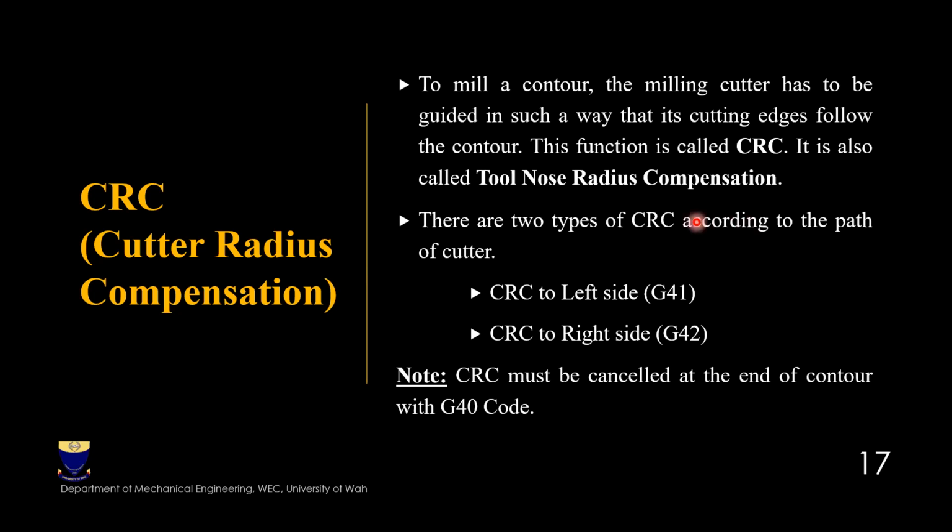So there are two types of CRC according to the path of the cutter: CRC to the left side and CRC to the right side. For CRC to the left, the code is G41, and for CRC to the right, the code is G42. For cancellation, after you have used the CRC, it must be cancelled at the end of the contour with the G40 code, which is known as the CRC cancellation code.